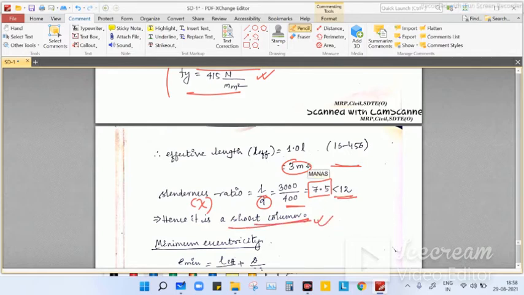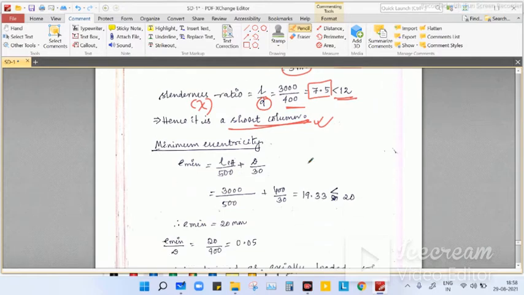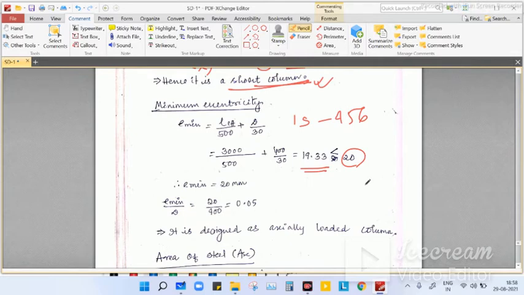Next we have to check our eccentricity. Eccentricity e minimum is effective length divided by 500 plus least lateral dimension by 30 as per IS 456. The value is 19.33, that is less than 20. So we have to check whether our e minimum is less than or equal to 0.05 D. That is, 0.05 D is 20, and our e minimum is 19.33. Then we will move forward for our given formula.